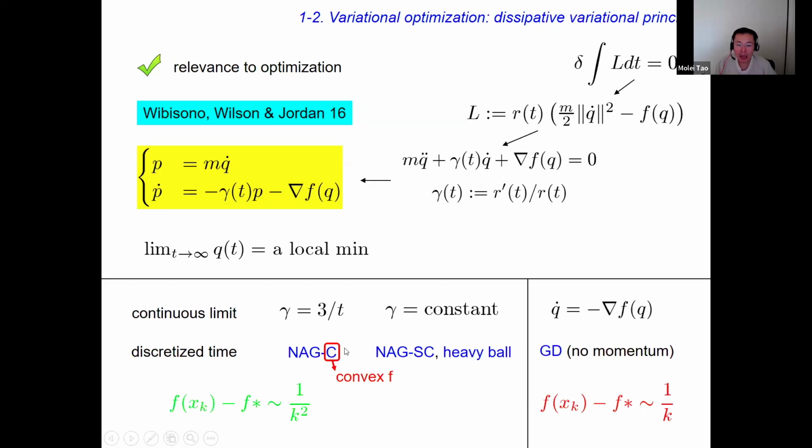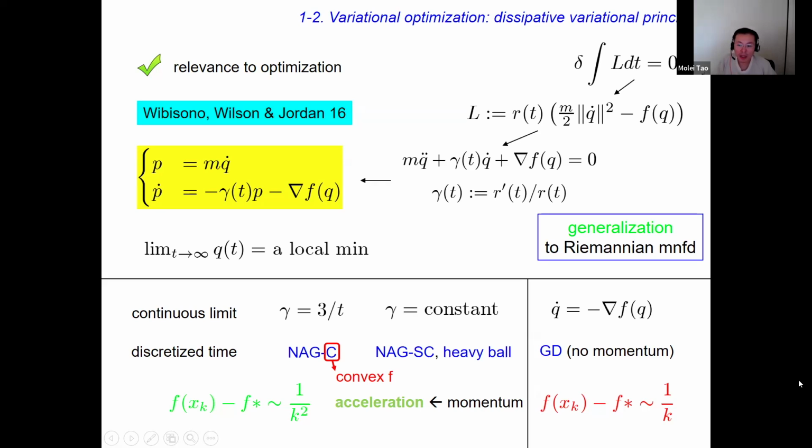For example, the C in NAGC stands for convex F. If F is convex, you can prove that NAGC converges like 1/k squared. In some sense, this rate cannot be improved. But gradient descent only converges like 1/k. So this is one of the many reasons why people say if you have momentum, then you can get accelerated optimization.